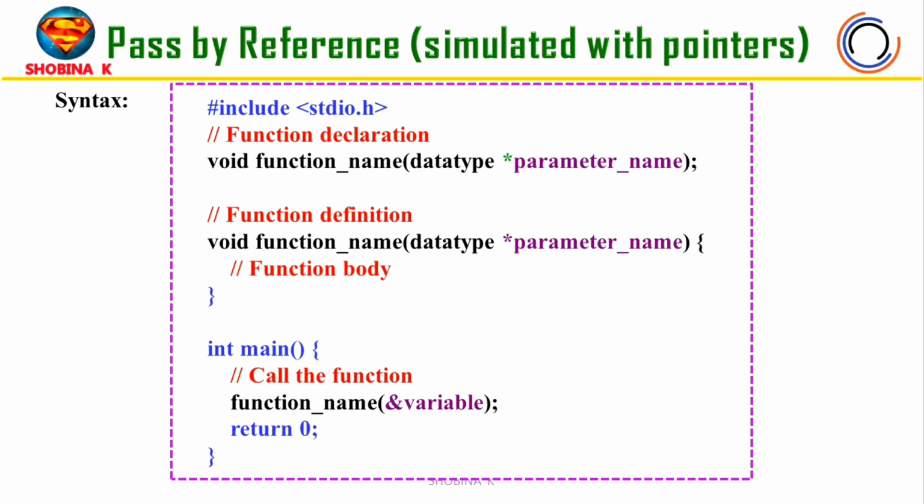And then we have the main function, which is the entry point of the program. Inside the main function, there is a function call: function_name(&variable). Here function_name is called with the argument &variable. &variable means the address of the variable named variable. The ampersand operator gets the memory address of a variable. So here we declared and defined a function named function_name. The function expects a pointer to a variable of type data_type. In main, the function is called with the address of a variable, which matches the expected parameter type.